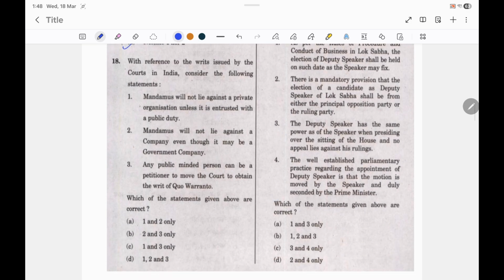The next question is talking about the writs. Option 1: mandamus will not lie against a private organization unless it is entrusted with a public duty. This is correct. Mandamus will not lie against a company even though it may be a government company. So this is also correct. Any public-minded person can be a petitioner to move the court to obtain a writ of quo warranto. It is also correct. All these options are correct.